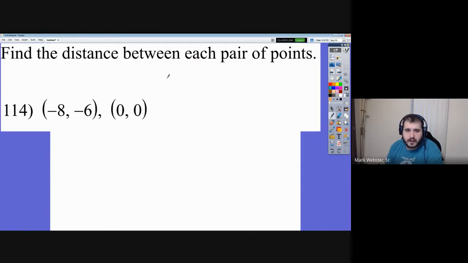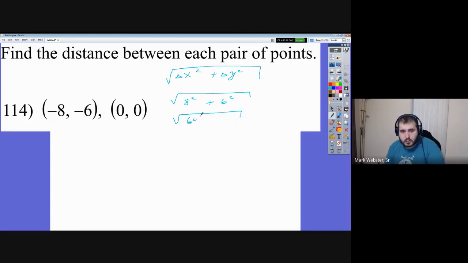All right, so once again, let's find that distance from -8 to 0. This is my change in x. Well, what's my change in x? From -8 to 0, that's a distance of 8. What's my change in y? From -6 to 0, that's a distance of 6. And so 8 squared is 64. 6 squared is 36. We add that up, we get 100.